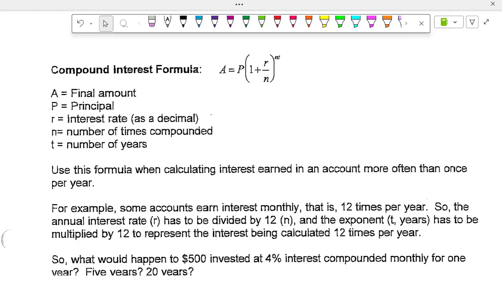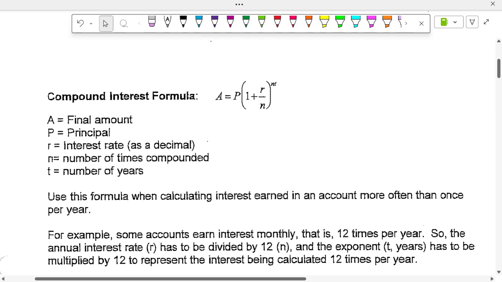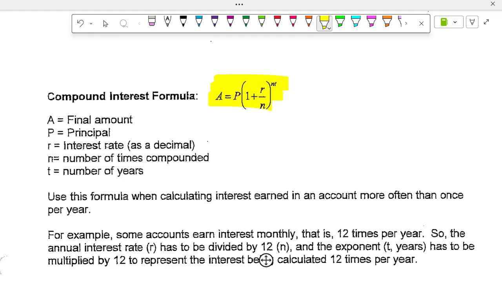12 times a year. All right. So the formula is a modified version of the growth formula. The compound interest formula is right here. Most of the letters still stand for what we know. A is still the final amount. P is still the principal, which is the starting amount. R is our interest rate. Remember, it has to be a decimal. T is still our number of years. The number that's different is N, which is the number of times it gets compounded.